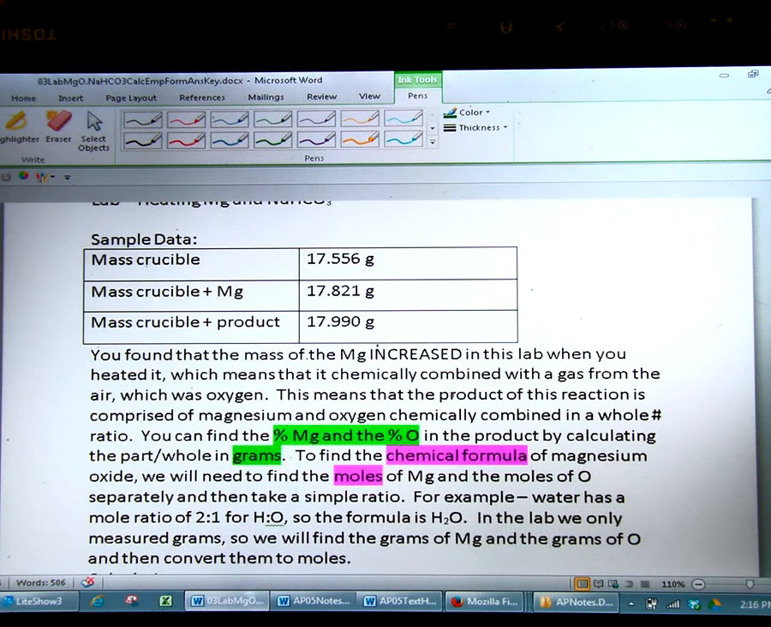Our goal is to realize that the magnesium reacted with oxygen in the air. So it grabbed oxygen from the air and made a compound with magnesium and oxygen. We're going to find two things, the percent of magnesium and oxygen as well as the formula of the magnesium and the oxygen. When you deal with percents, you're always going to use grams, and when you deal with formulas, you're always going to deal with moles. So a formula is a molar ratio. For instance, if you have H2O, that's going to be a 2-to-1 ratio of moles of hydrogen to oxygen.